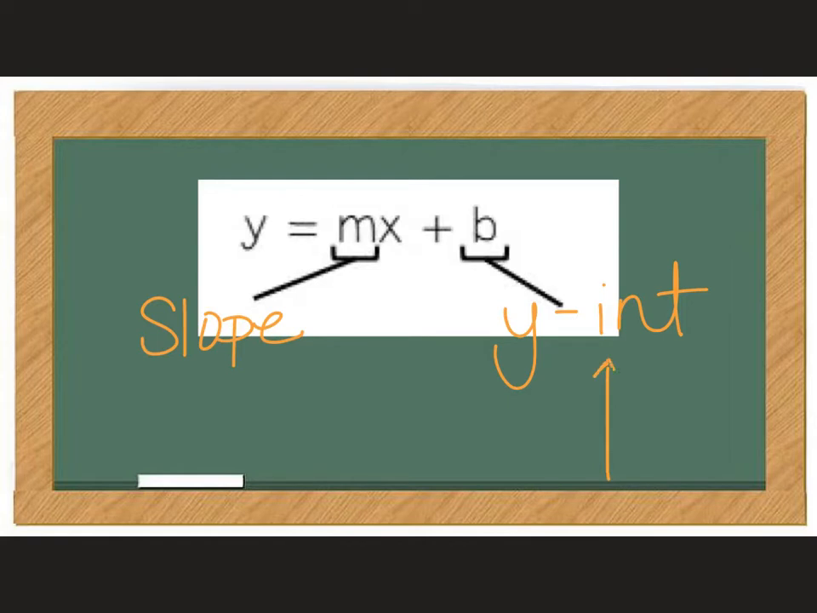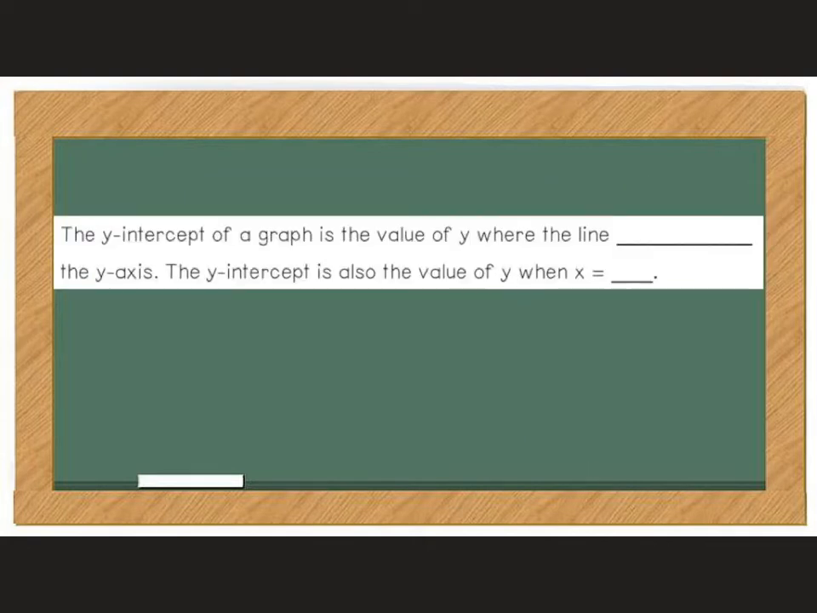Remember, y-intercept, if this is our graph, the graph intersects, let's say, here. So that means the intercept is located there. Also, our y-intercept is where x is 0. So you would have a value of 0 for x and then something for y. The y-intercept of a graph is the value of y where the line crosses the y-axis. The y-intercept is also the value of y when x is 0.